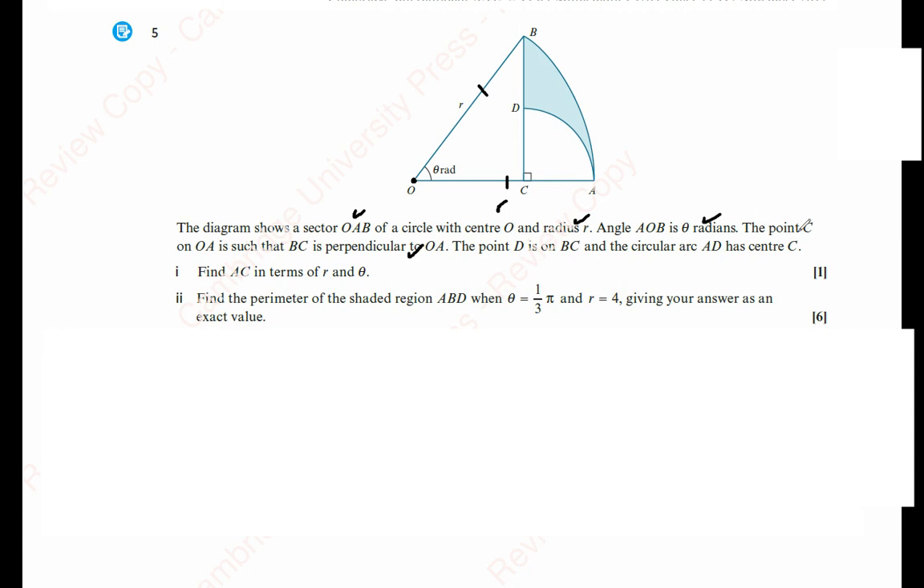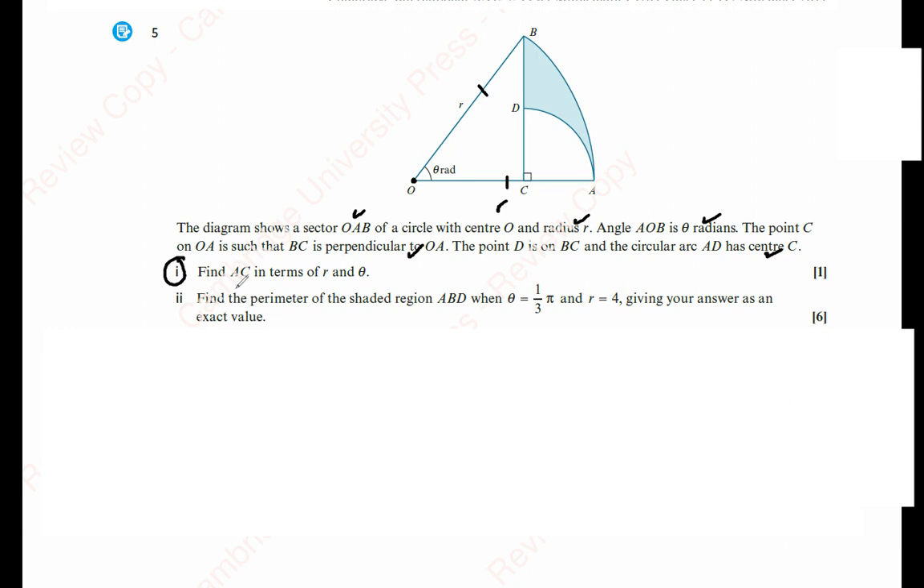It says here, the point D is on BC and the circular arc AD has center C. So they're not really telling us what the length of this is. It looks like it's halfway, but they're not really saying it. They're not saying BD is equal to DC or stating that.